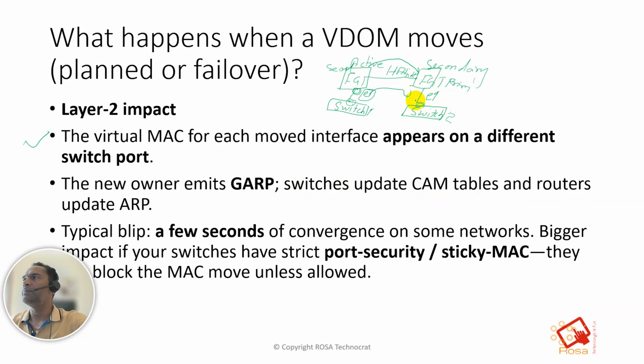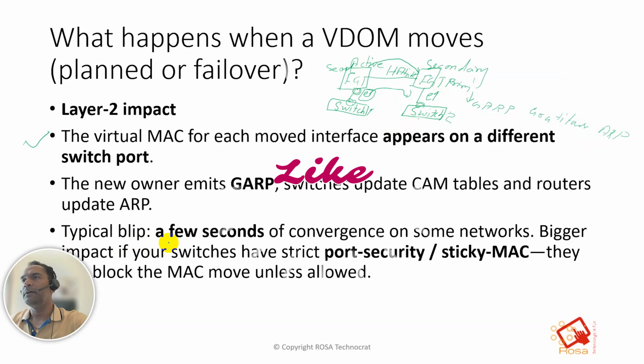So when this MAC address is moved, FortiGate sends a GARP request. GARP is gratuitous ARP. We are actively telling the neighbor, my MAC address is this, please update your table. So based on this GARP packet, switch 2 will update the MAC address table, or the CAM table, in its memory, and then the flow will start accordingly.